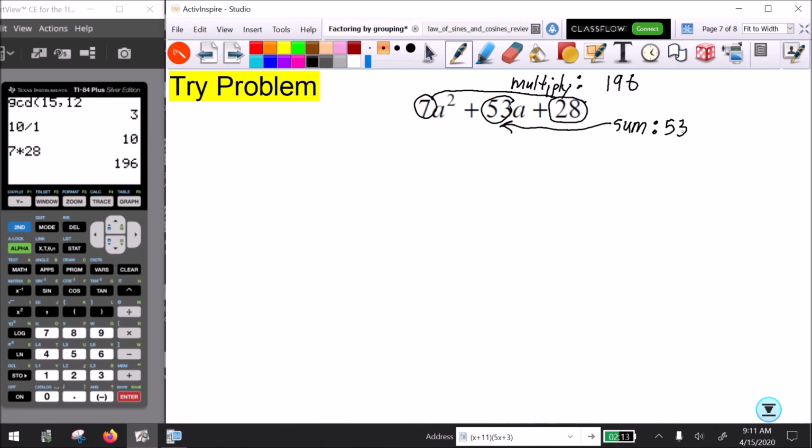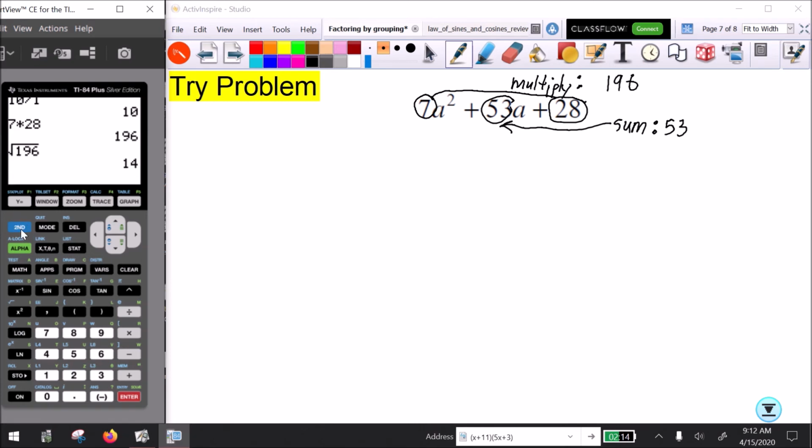I don't know what those two numbers are off the top of my head, so just so you're not scared, you don't have to divide 196 by every single number from 1 up to 196. There's a rule in number theory that says you only have to check up to the square root of that number. So we only have to check up to 14 to find the correct pair of numbers that evenly factor 196 and add up to 53.